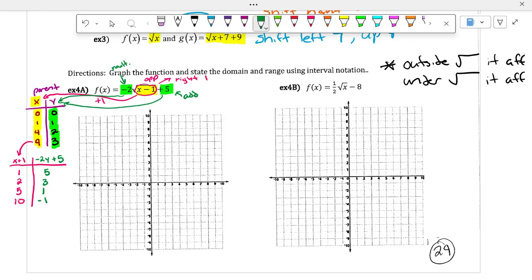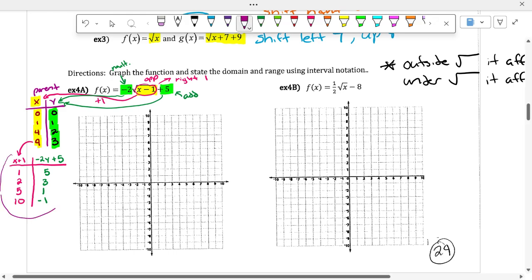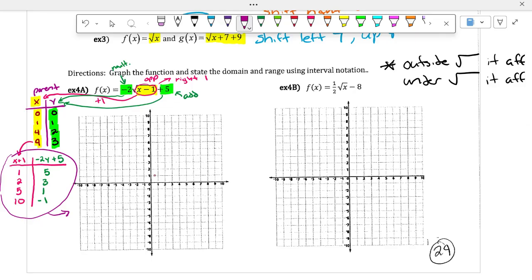And just like that, this is the table that we're going to graph. So my new points are 1, 1, 1, 5, 2, 3, 5, 1, and 10, -1. So my graph looks like this.